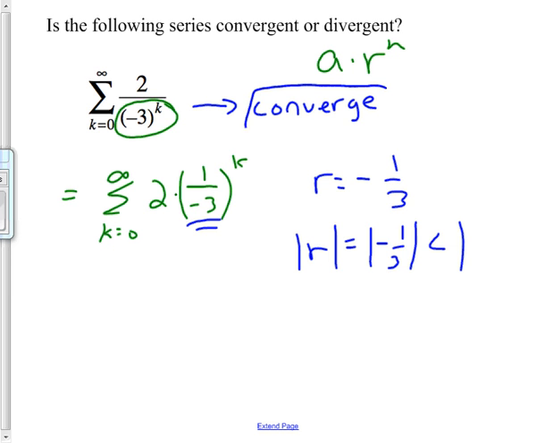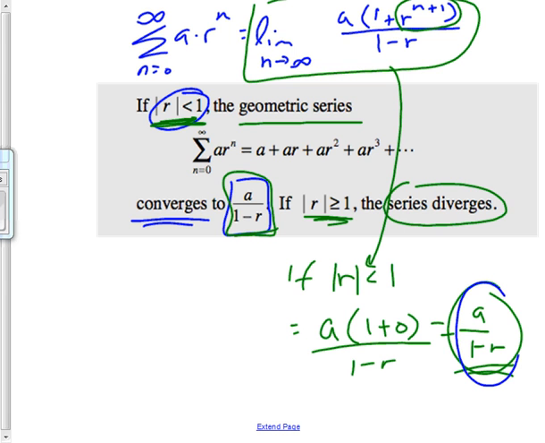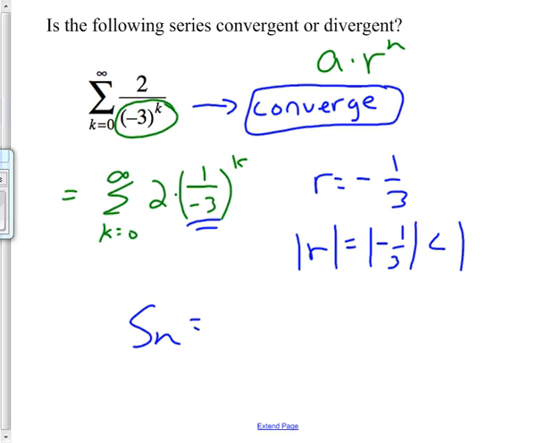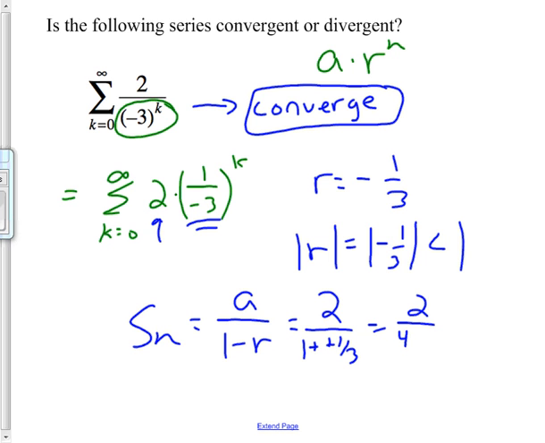And what will it converge to? Well, S sub n converges to, if you need a hint, look back a slide, a over 1 minus r, where our a value is 2. That's our a value here. And our r value is negative 1/3. So 1 minus negative 1/3. We get 2 over 4/3, which is 6 over 4, or 3 over 2.